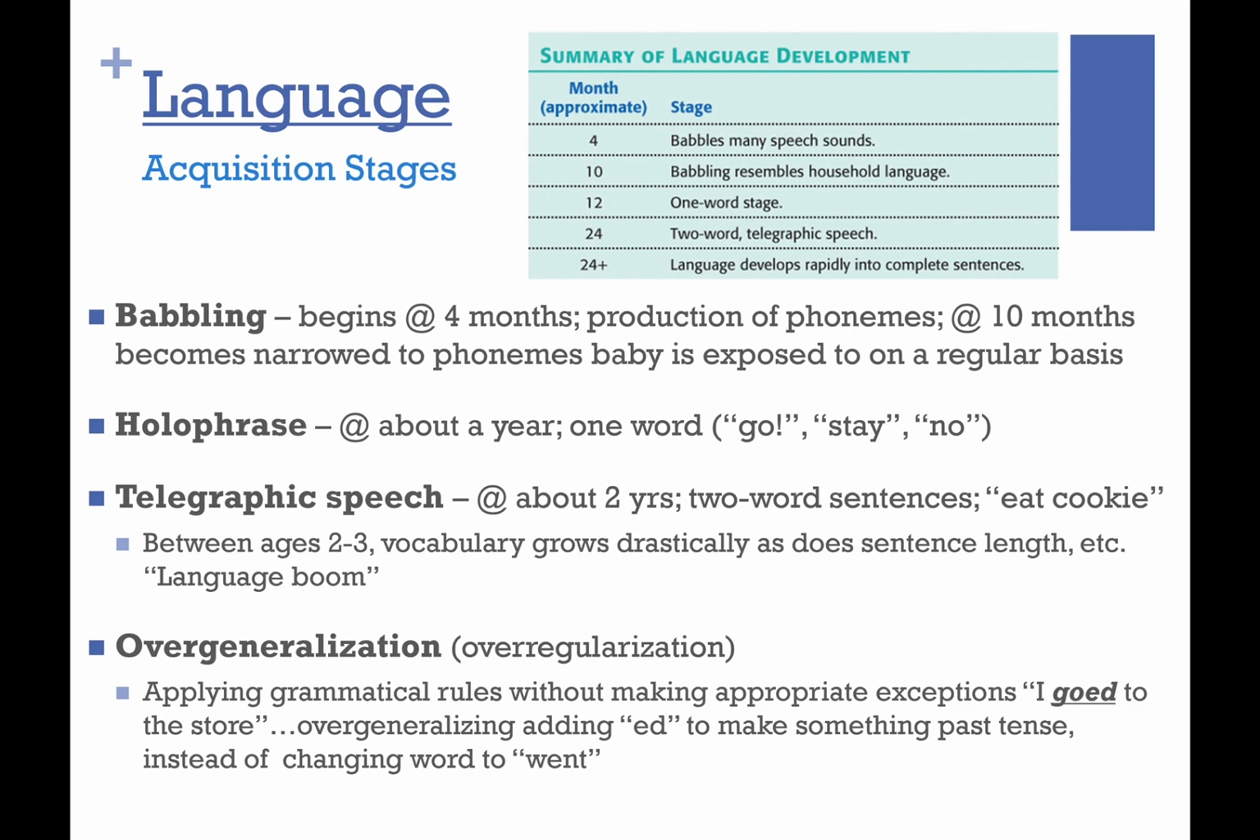Overgeneralization is applying grammatical rules without making exceptions, right? That's something that kids do in their acquisition of language. They don't understand the grammar. They do understand the semantics. So like, I go to the store. Well, they understand that ed means past tense, but they don't understand that you have to completely change the word to went, which is obviously a high-level skill for language acquisition.